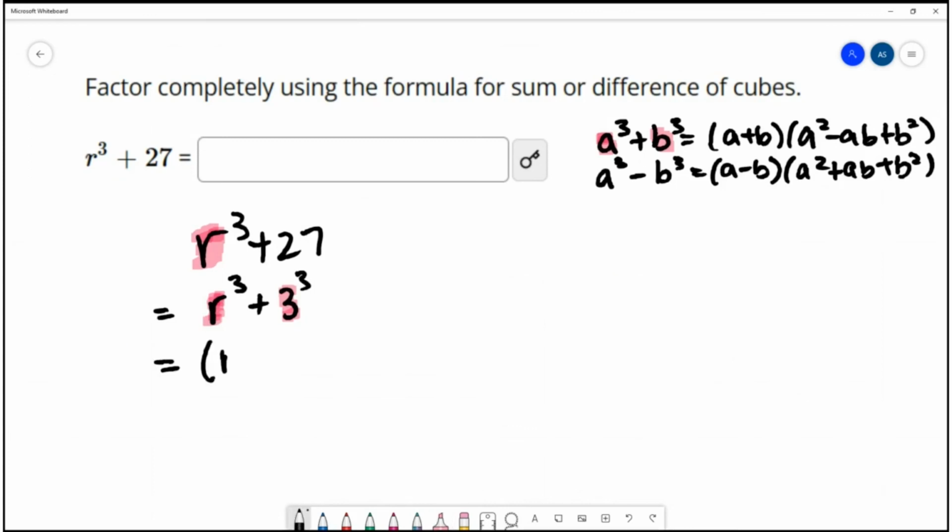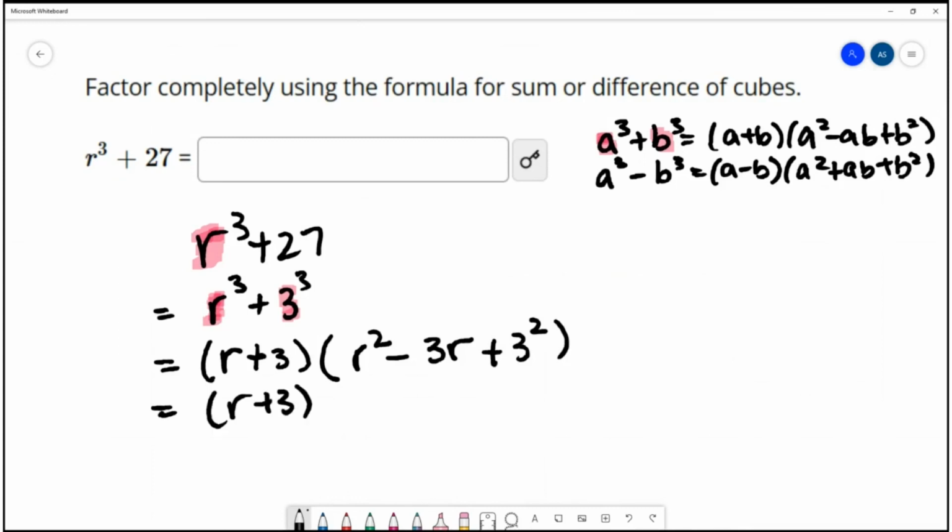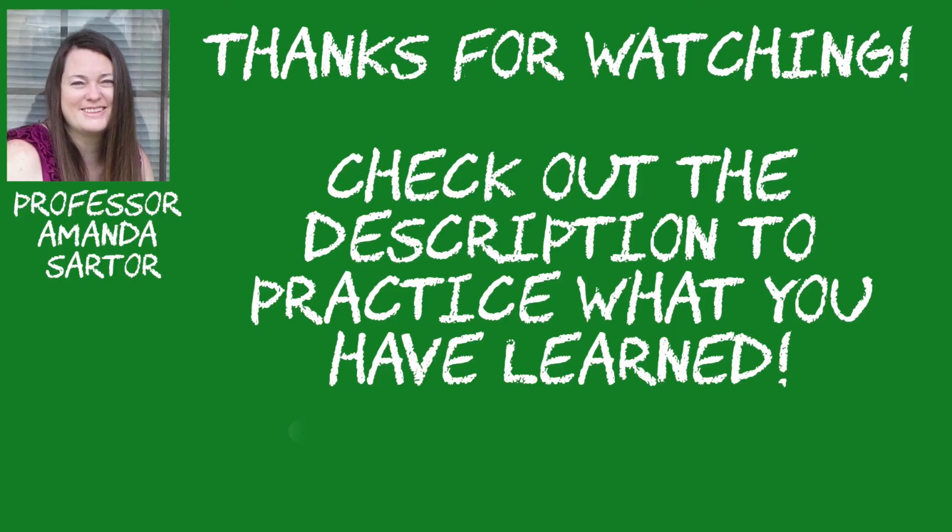I can follow the pattern of the formula. That will be r plus 3, a plus b, times a squared, that's r squared, minus ab, minus 3r, and then plus b squared, that's plus 3 squared, which is 9. R plus 3 times r squared minus 3r plus 9 is the factored form of r cubed plus 27.